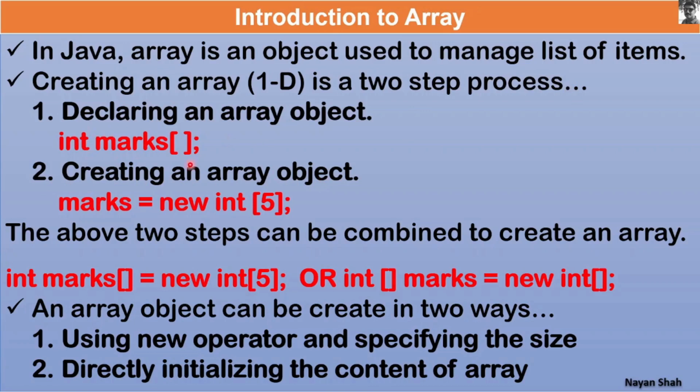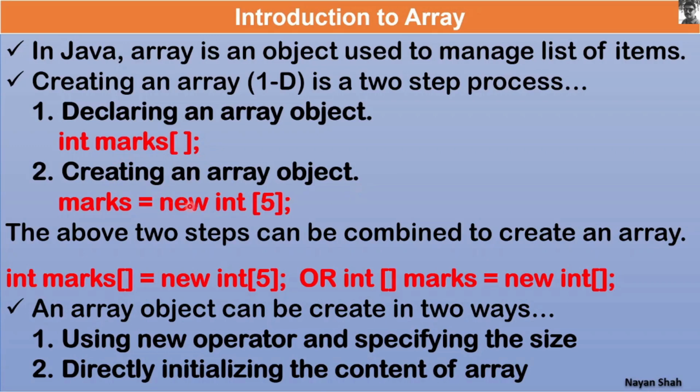Declaring an array is similar to declaring a variable. We write integer a, similarly we write integer marks. The only difference between a normal variable and an array variable is the square brackets. The square bracket indicates that marks is not a normal variable, rather it's an array variable.